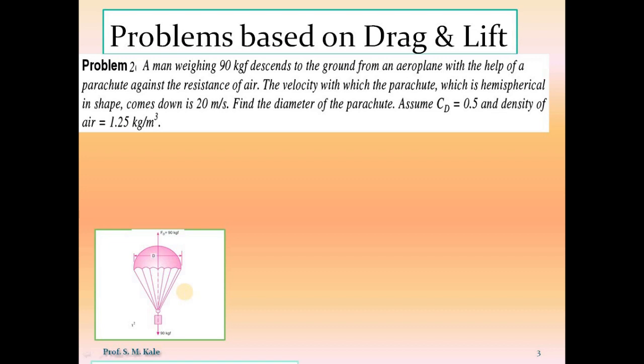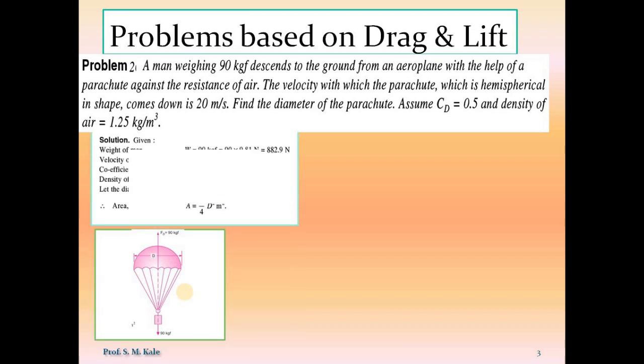For solving this problem, first of all we will write down the given data. We know the weight of man, 90 kg force; convert it in terms of Newton. So kg force into Newton, that means we have to multiply this by 9.81, that is gravitational acceleration g. So 90 into 9.81, 882.9 Newton. Then velocity of parachute is nothing but 20 meter per second, U is equal to 20 meter per second. Then value of CD, coefficient of drag, is equal to 0.5. Density of air, rho, is equal to 1.25 kg per meter cube. Here we have to find out the diameter of the parachute.